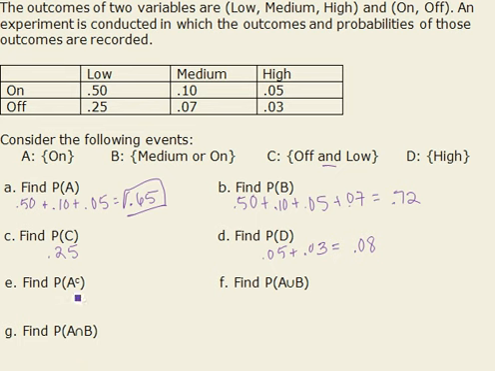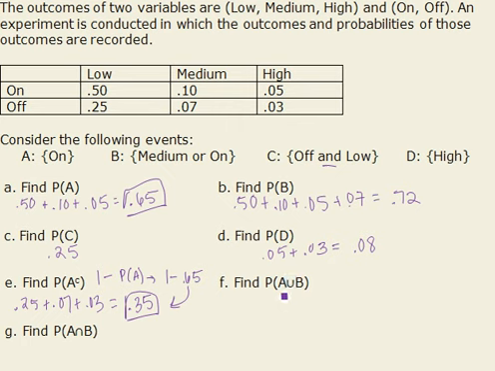Now we have the probability of A complement, which means not A. Well, A is on, so it's not A. Well, that would be off. 0.25 plus 0.07 plus 0.03, which is 0.35. Another way to think of this, probability of A complement would be 1, we know probabilities add to 1, minus the probability of A, which is 1 minus 0.65, or again 0.35.